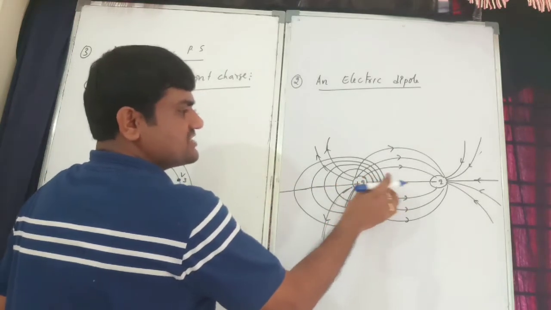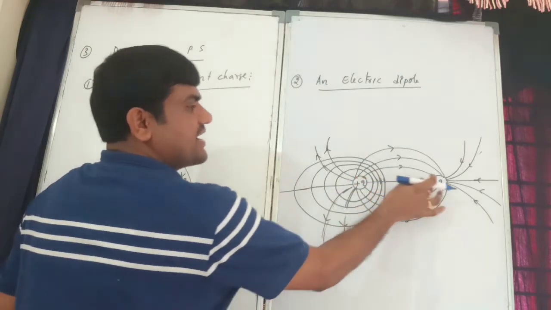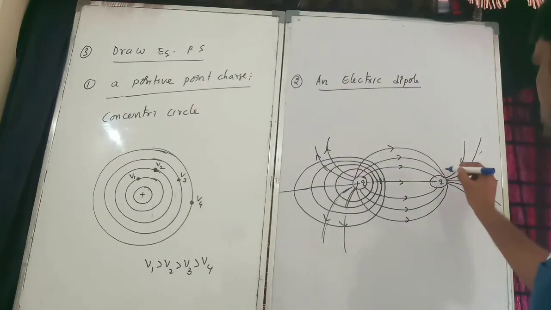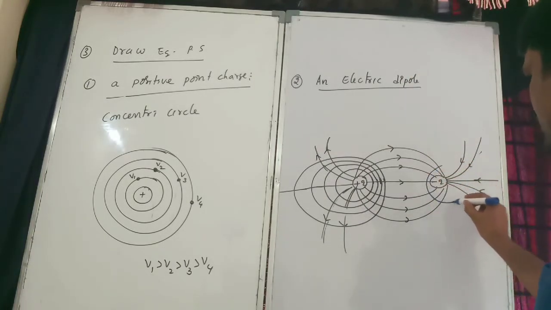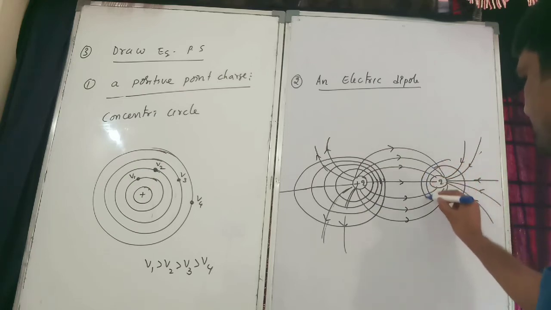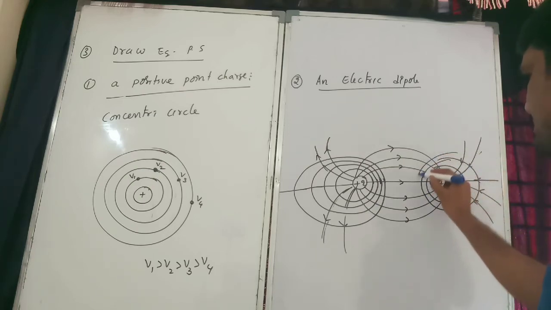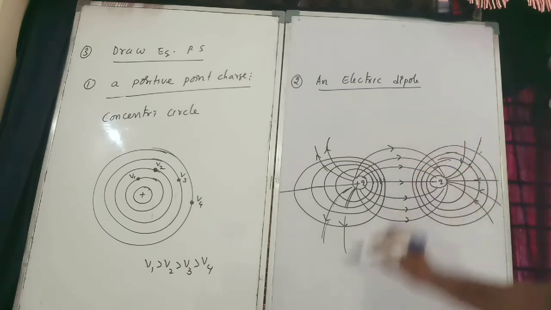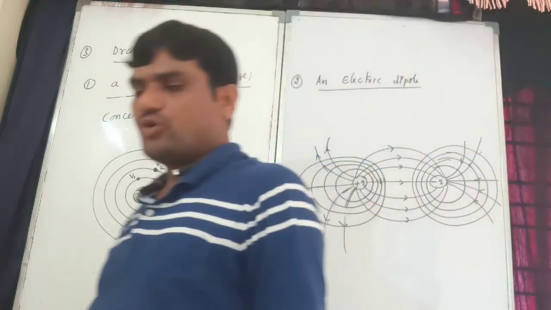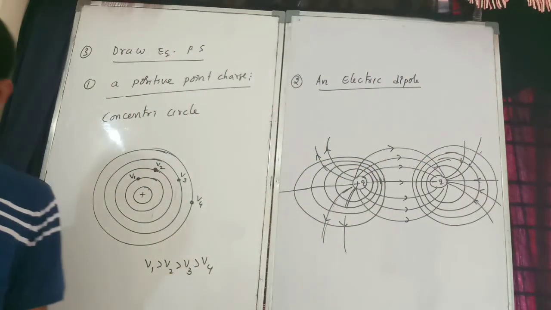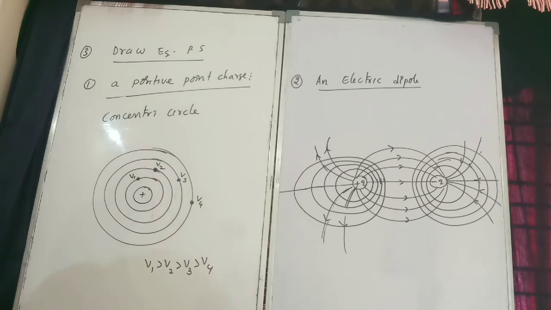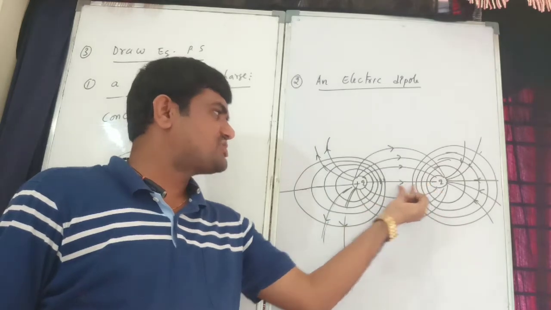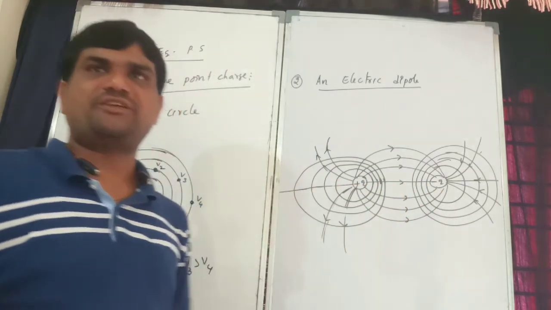Here the density is maximum. Why, sir, maximum? Because these lines are attracted by the negative charges. Here there is more distance. That is the dipole equipotential surface. Here the density is maximum and here the density is minimum.